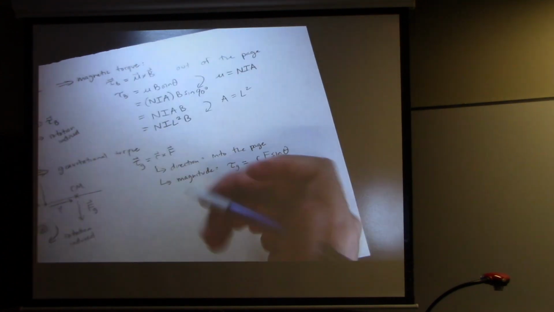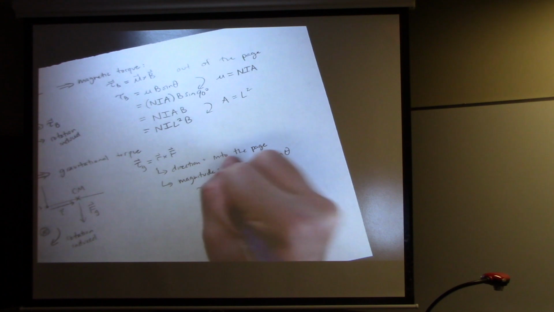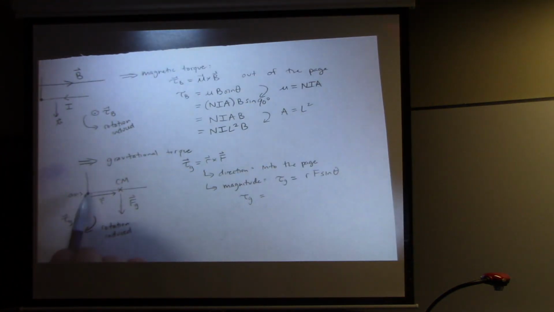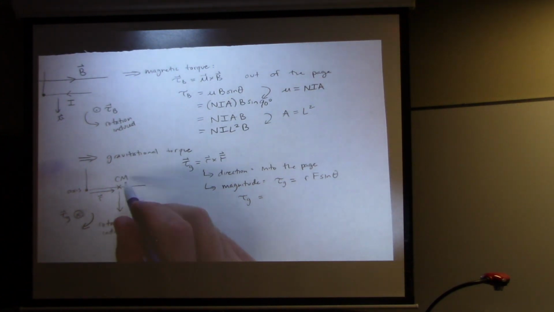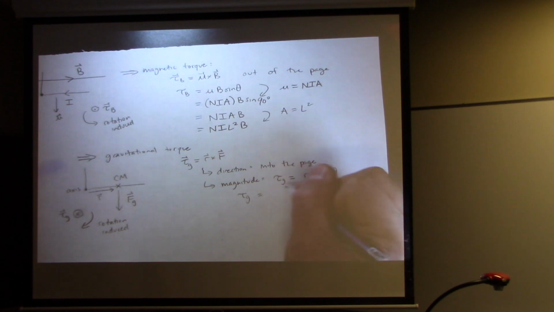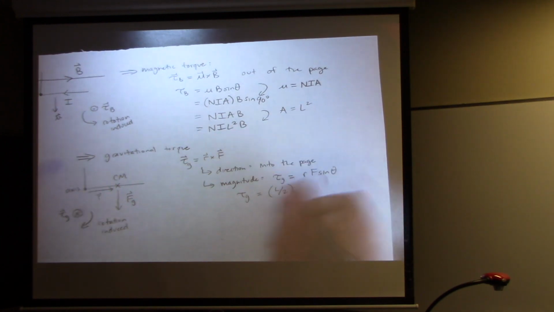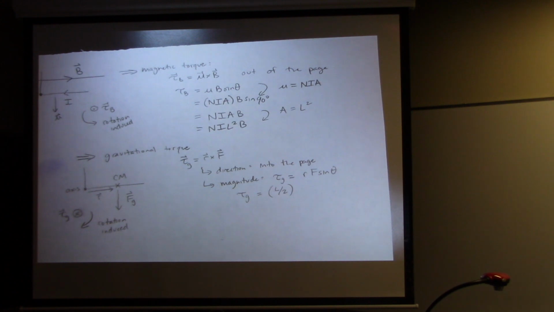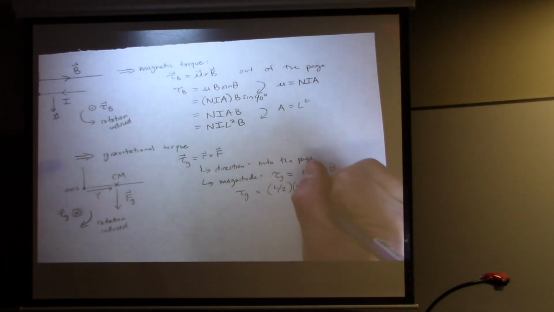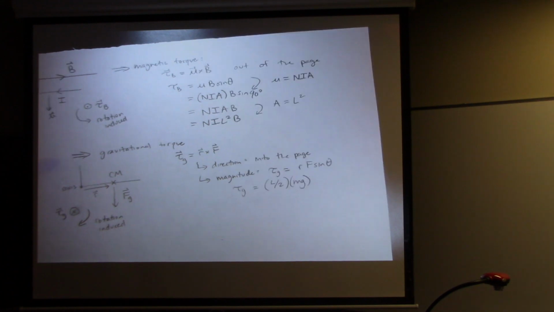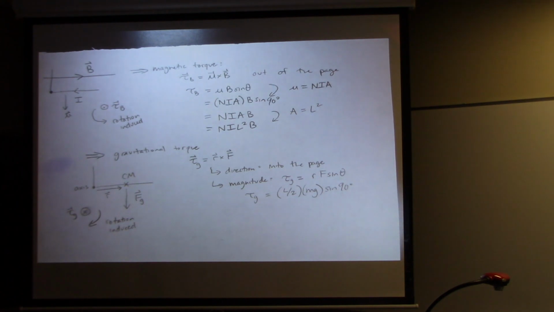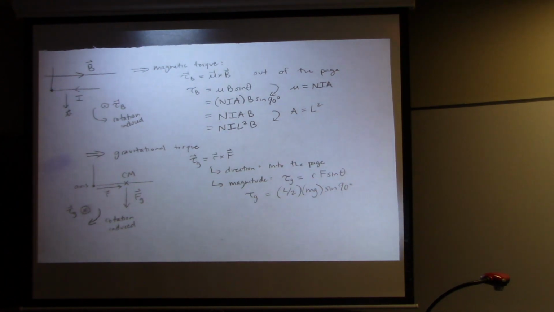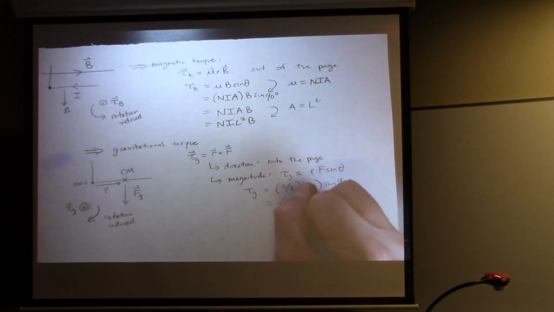So in this case, the magnitude of r is just the distance from the axis to the center of mass. The center of mass is directly in the middle of the loop, so that's half of the length, L over 2. Now the force is m times g, that's the force of gravity. And then the angle is 90 degrees. Notice how my r and F vectors are perpendicular. They make a 90-degree angle. So this is one half L times mg.